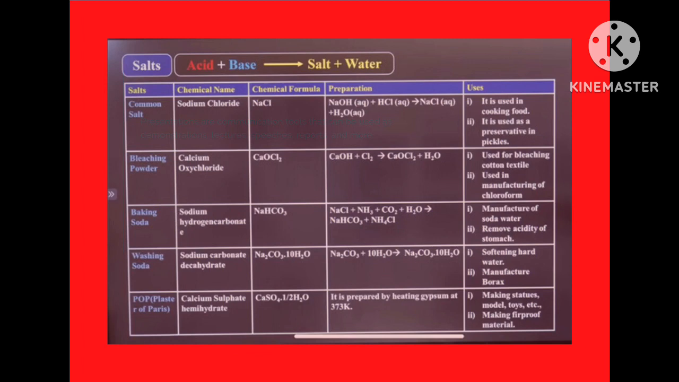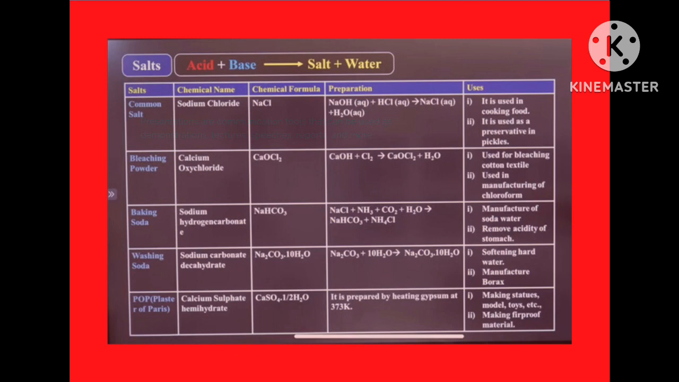Next salt is baking soda. Its name is sodium hydrogen carbonate and the formula is NaHCO3. It is produced when aqueous solution of sodium chloride is passed with ammonia and carbon dioxide. Then ammonium chloride is formed as a byproduct. Baking soda is used in the manufacture of soda water. It is also used to remove acidity of stomach.